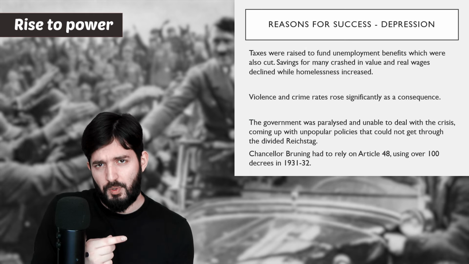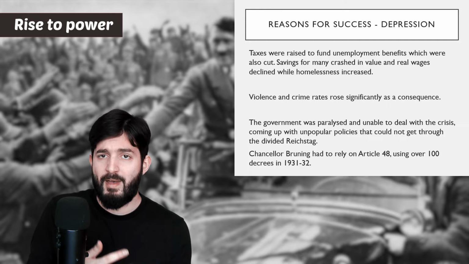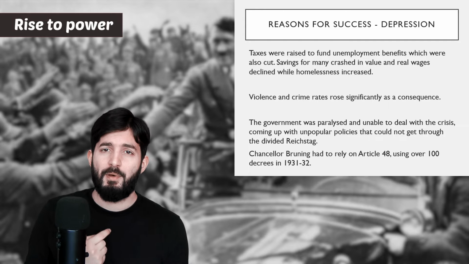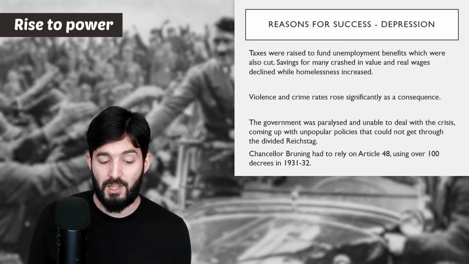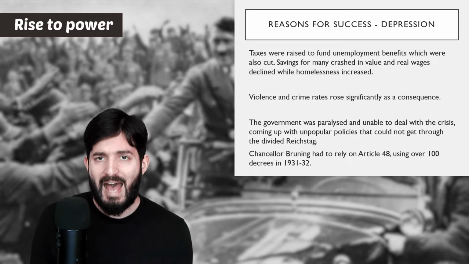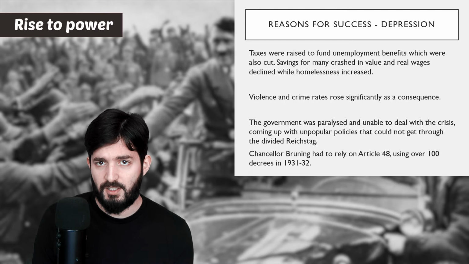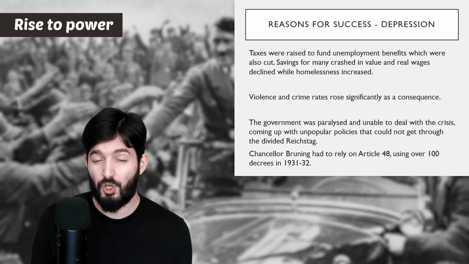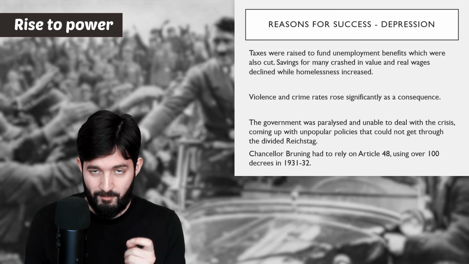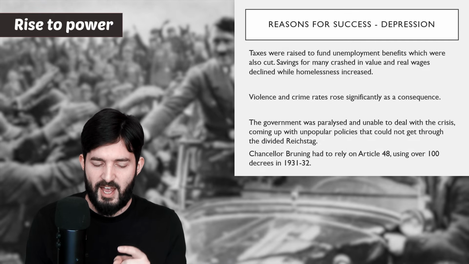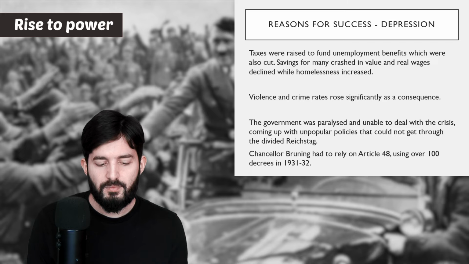Now, the problem here is this in and of itself makes the German government unpopular. But to make matters worse, the German government does not have any adequate solutions to the crisis, and they actually arguably make things worse. So taxes end up being raised to fund unemployment benefits, which had also been cut. So the government actually cuts benefits for unemployment for workers. They have to raise taxes to pay for these things.